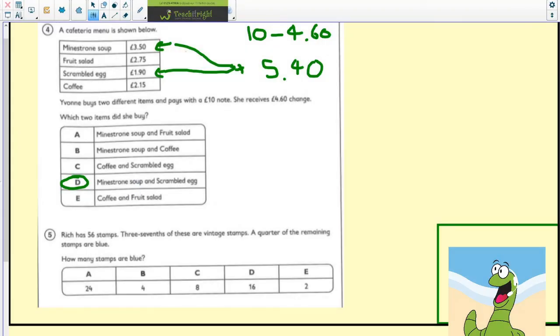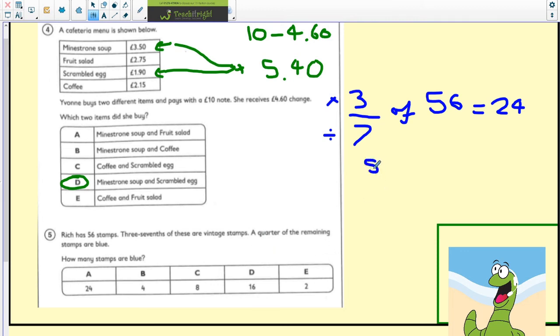So, question 5. Richard has 56 stamps. 3/7 of these are vintage. A quarter of the remaining ones are blue. So first things first, 3/7 of 56. To do that, we divide by the bottom and times by the top. So 56 divided by 7 is 8. 8 times 3 is 24. So 24 are vintage.